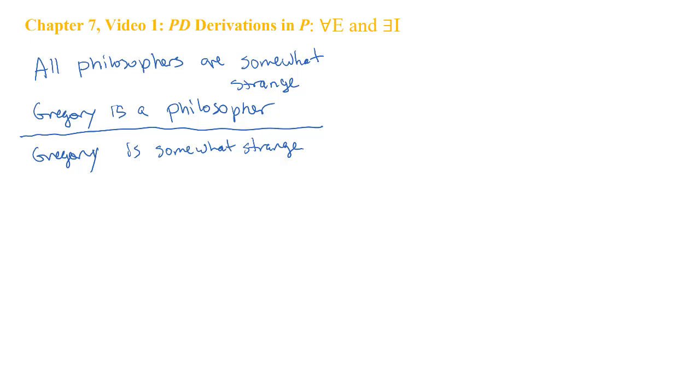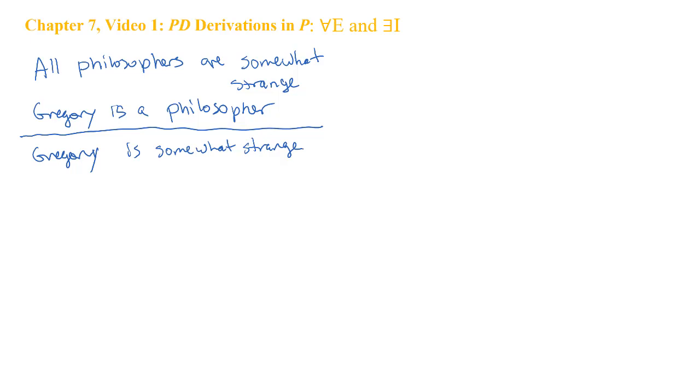All philosophers are somewhat strange. Gregory is a philosopher, therefore Gregory is somewhat strange. This is a pretty obvious inference for most people, and it's the same pattern as the very first argument we encountered. If you recall, all humans are mortal, Socrates is a human, therefore Socrates is mortal. This is the exact same form, just mixing it up a little bit here.